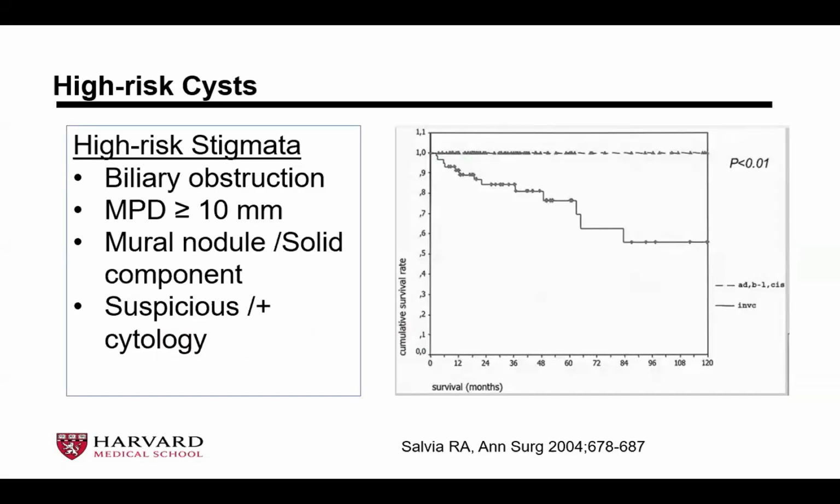So I think there's very little controversy as to what to do with patients with high-risk pancreatic cysts. These patients should be expeditiously sent to surgery. And why expeditiously? Because this study suggests that if you wait for demonstration of invasive cancer, the outcomes drop precipitously compared to if you were to operate on these patients early on.